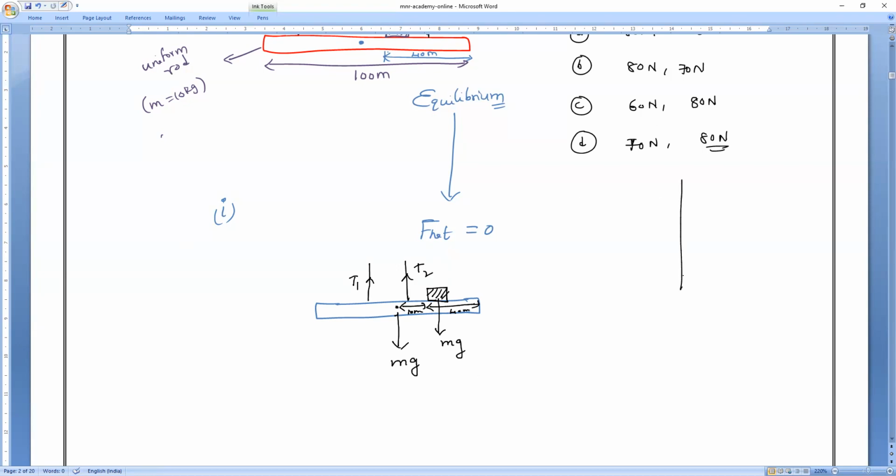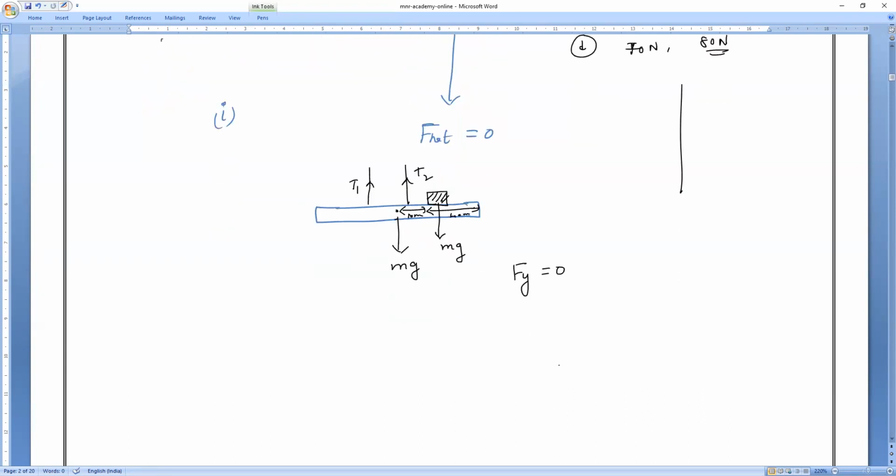See that they are acting vertically. So Fy, the force in the y direction, is equal to 0. In the sense that upward forces are equal to downward forces. So the two upward tension forces are equal to the two downward forces, Mg plus mg.